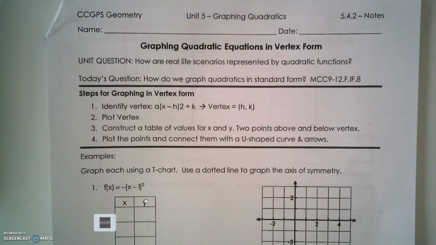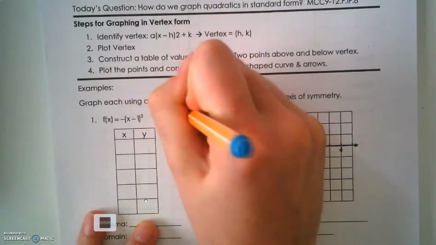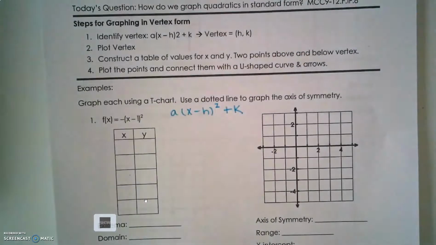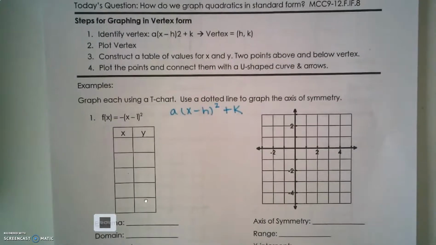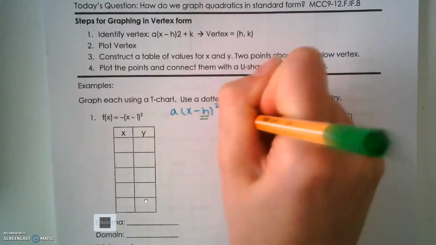Alright, this video is going to show you how to graph in vertex form. There are two forms of a quadratic equation, vertex form and standard form. This video is showing you how to graph in vertex form. Looking at this first example, we want to be reminded that our vertex form is a times x minus h squared plus k. In this vertex form, our vertex is revealed to us. It's this h and this k value.